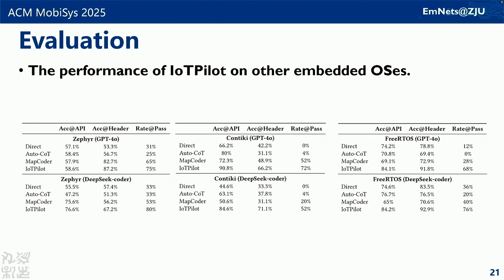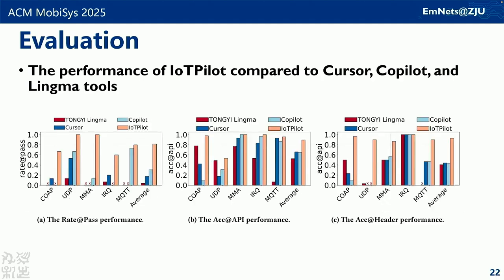We observe that different operating system versions might use different headers and APIs, which can lead to conflicts. For example, a header was deprecated in the new version, reducing the performance of existing methods. IoTPilot can resolve this conflict by explaining API-header relationships across OS versions through dynamic context constraints.